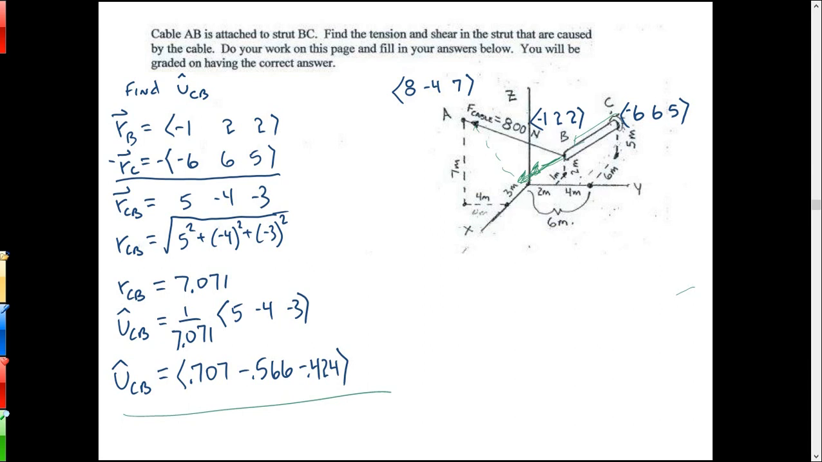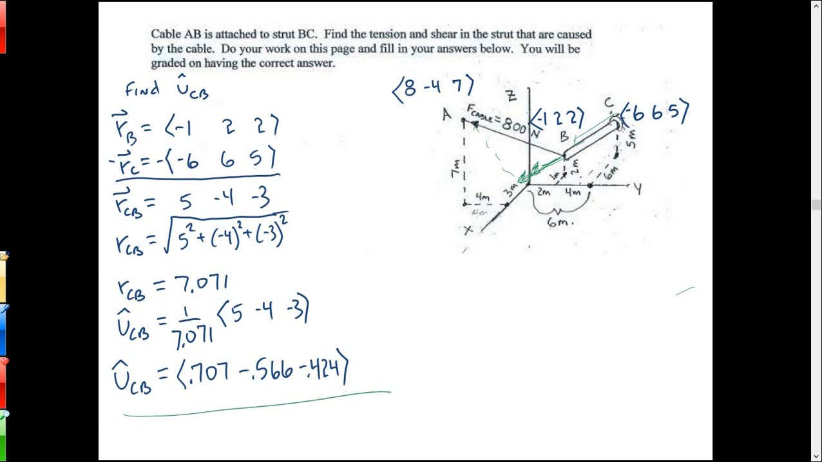So any questions on that? Doing all right? Okay. So what I've got now is the force that goes from B to A and the unit vector from C to B. If I want to find the axial force in that strut there, I'm going to dot them together.